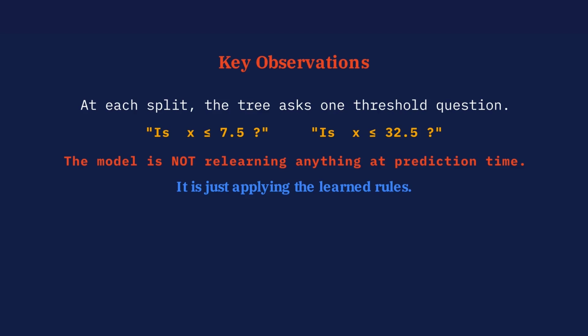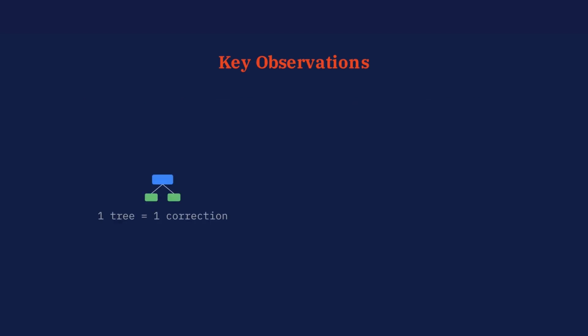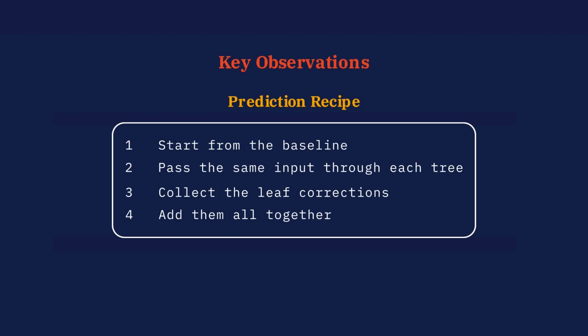Now let's zoom out. A single tree gives us one correction, but XGBoost is not just one tree. It uses all the trees, one after another, and sums their contributions. This is a crucial distinction from the way many beginners imagine tree models. The full model is not one giant tree. It is the accumulated output of many small trees. So that is how XGBoost turns an input temperature into a predicted power value. Start from the baseline, pass the same input through each tree, collect the leaf corrections, and add them all together.